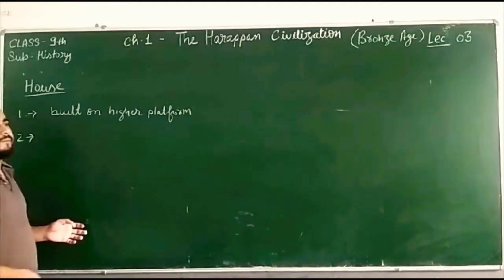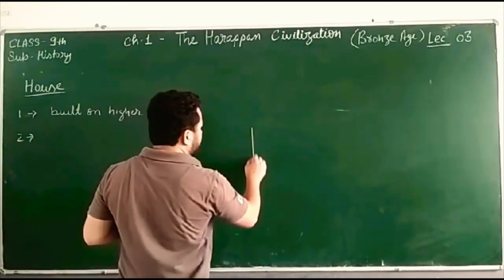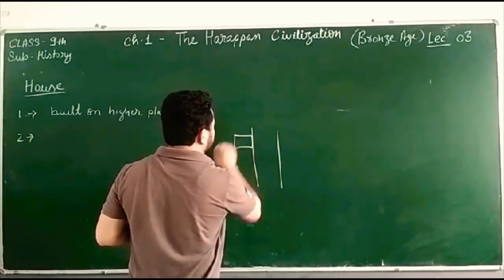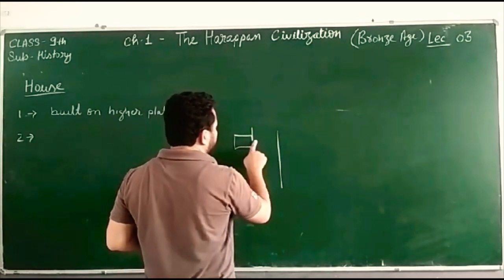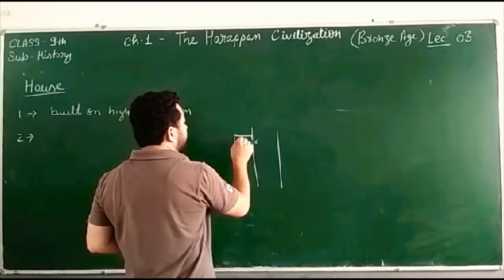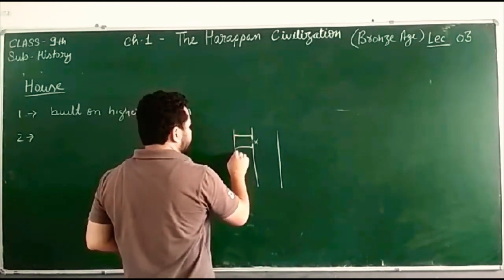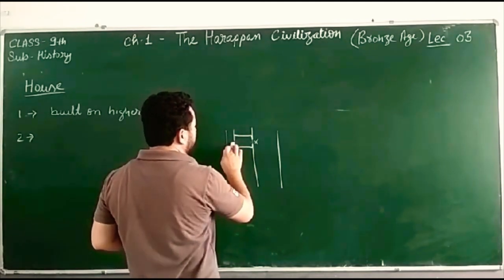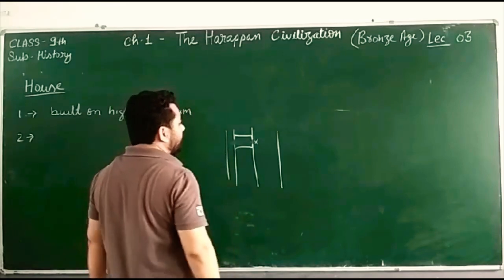Now, suppose this is the main road, and here some house is there. Clear? So the entrance was not from here, it was not from here. The entrance was from the back side, suppose it is a narrow lane going here. This is a road and this is a lane. So the houses were entered from the narrow lanes at the back side.